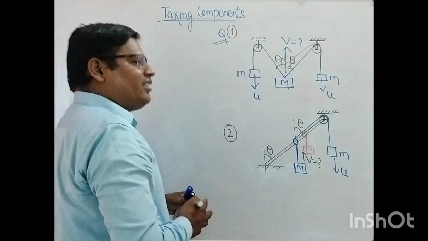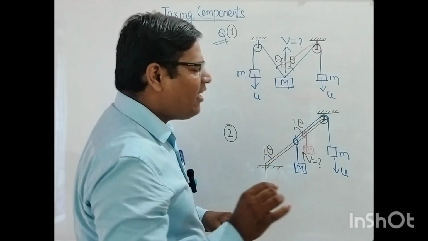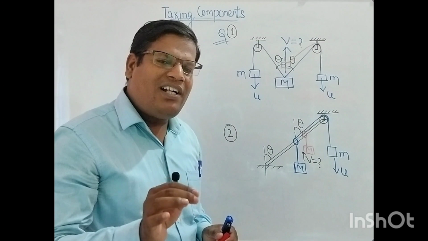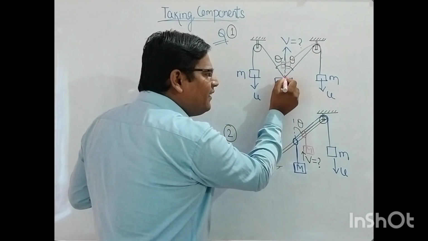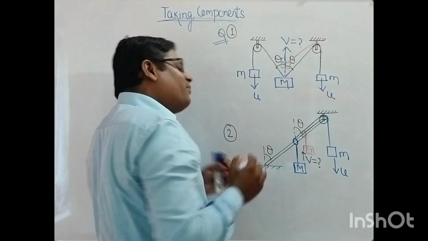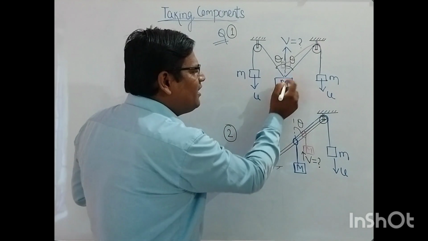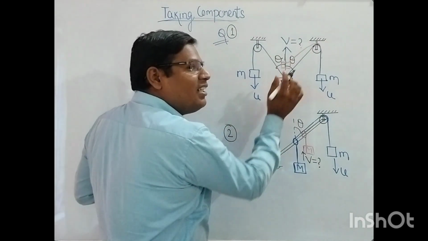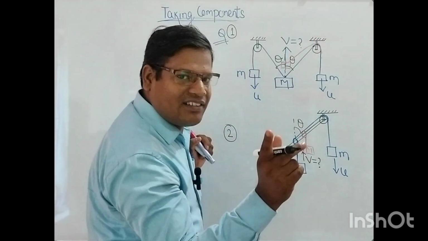Okay. So the simple idea behind solving all these questions is you first try to see what is the actual direction of movement of the point. Here you see this point is moving up, isn't it? This point is moving up. The actual direction of motion of this point is vertical upward, not sideways.